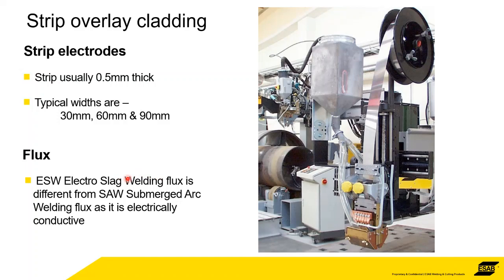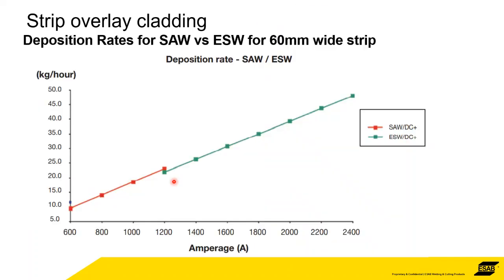So the electroslag welding flux is electrically conductive. Okay, so that will carry the current and the resistance heats it up. That's the big difference. You can't do electroslag welding with submerged arc welding flux. And again, I want to show you the deposition rate just for strip. So this is 60 millimeters wide strip.